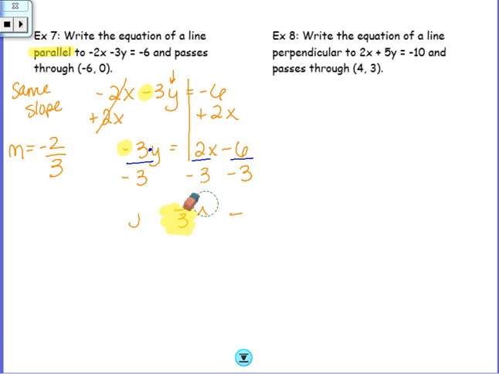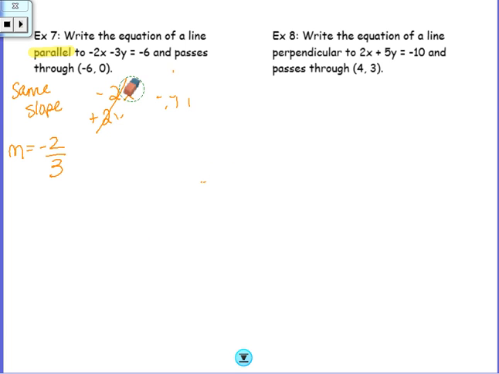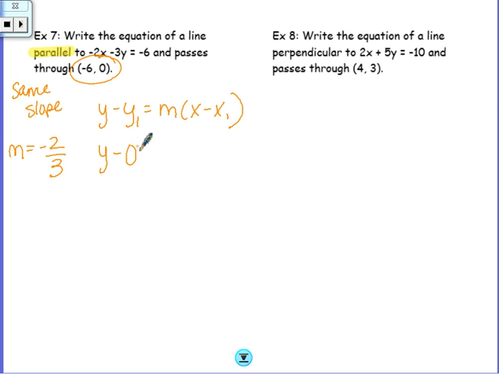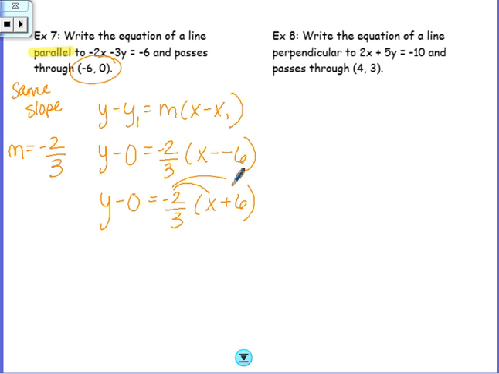So now I need a line parallel to that. So I would keep this slope the same, but now it also has to go through the point (-6, 0). So if I have a point and a slope, I have to plug it into point-slope form. So y minus 0 equals negative 2/3 x minus negative 6. Two negatives, I have to switch to a positive so I don't make careless mistakes.